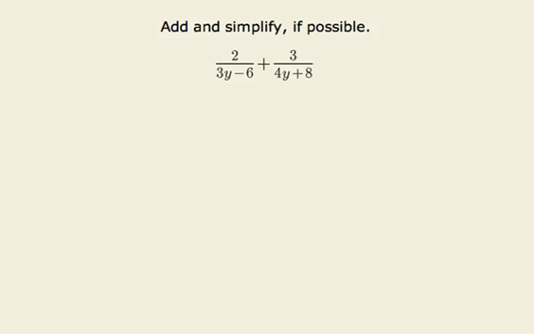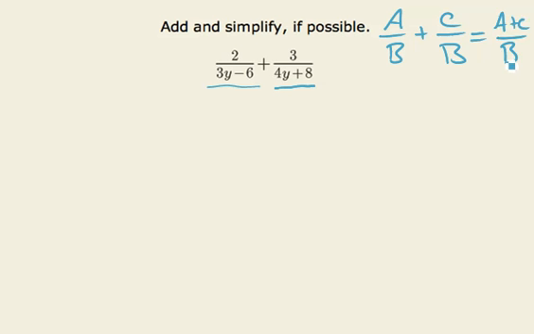Add and simplify if possible. We have here the sum of two rational expressions, and the first thing that I notice is that this denominator and that denominator are not the same. If we have the same denominators, we can add rational expressions by just adding the numerators, right? Putting it over the common denominator.